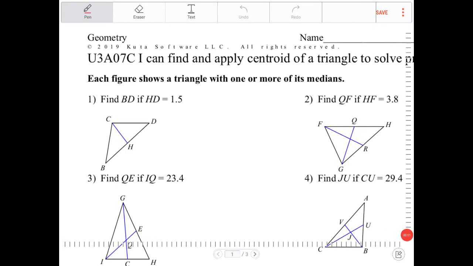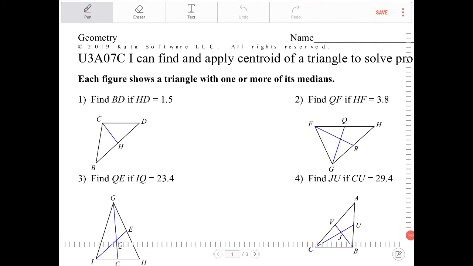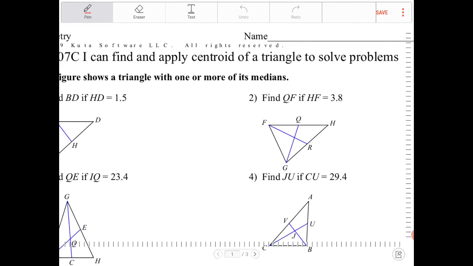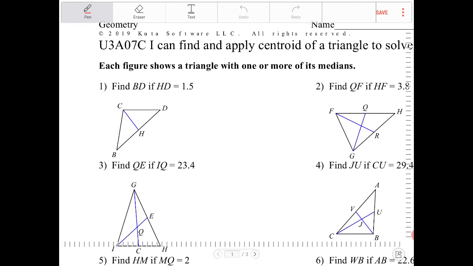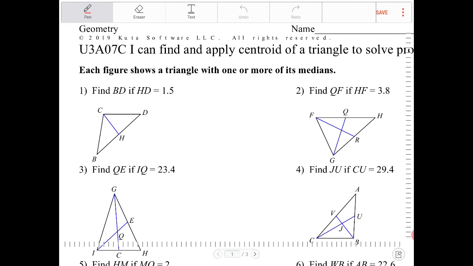Hello students, in this video I will go through exercise U3A07C where we will be applying concepts of the centroid of a triangle. For each of the figures shown, each figure shows a triangle with one or more of its medians.